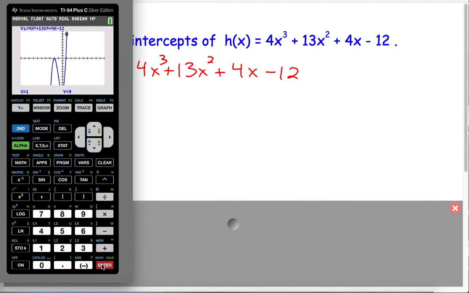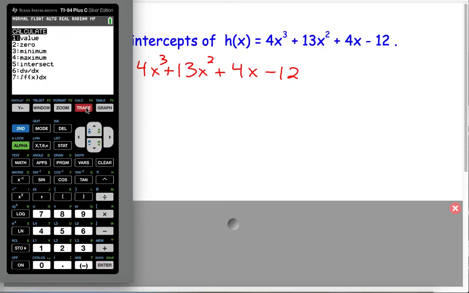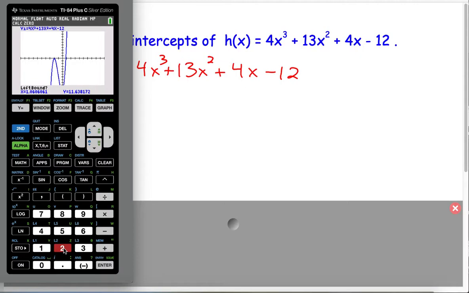Yep, looks like that. Now, I could go to the calculate menu by pressing second trace, and I could find the zeros, or the x-intercepts, number 2. And then I have to go through, we've talked about this before, find a left bound. So if I go to the left of zero, enter. Go to the right, enter. Give a guess, enter.